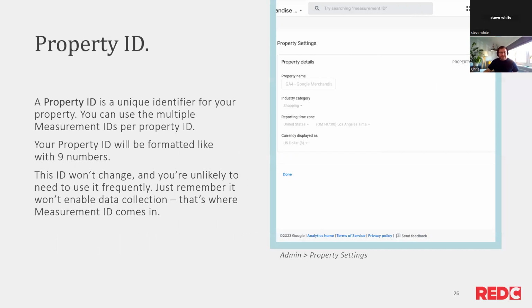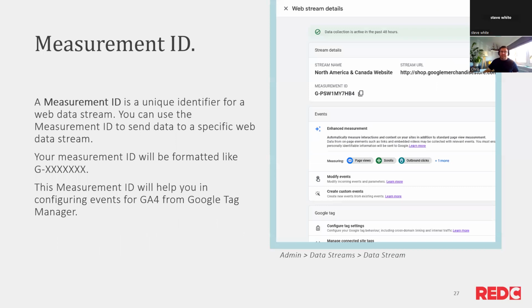If you're doing any work in Tag Manager, what you'll need is your measurement ID. Your measurement ID is a unique identifier for your web data stream. As I mentioned a couple of slides ago, you have a data stream for each of your sites or each of your apps if you have them. And each measurement ID is listed there. It will be formatted with a G in front, a hyphen, and then the numbers.